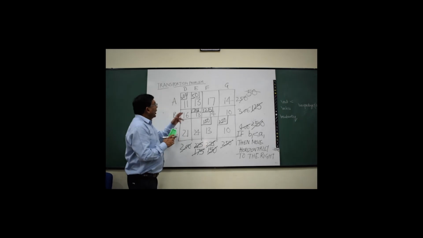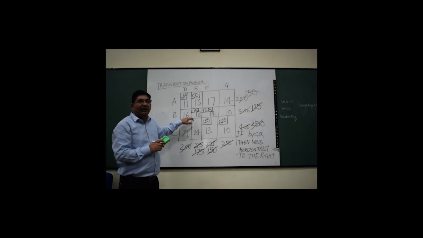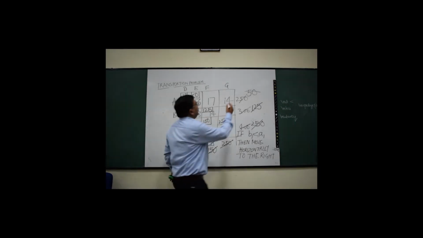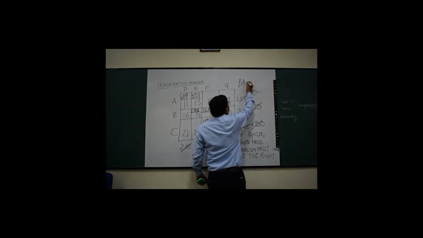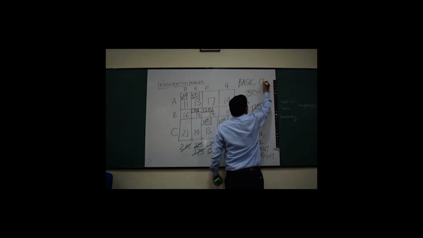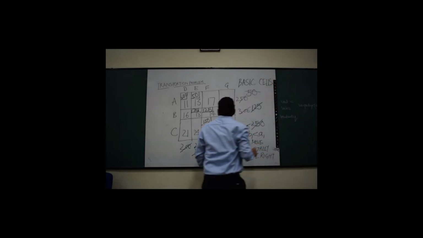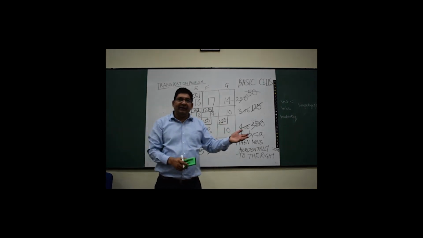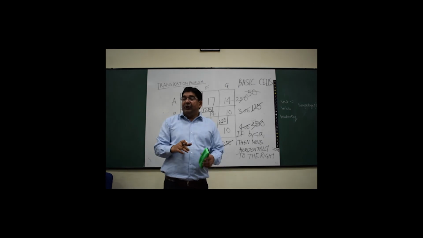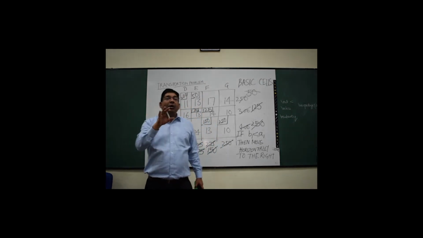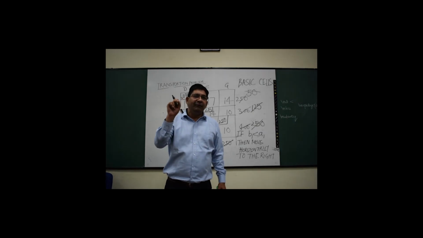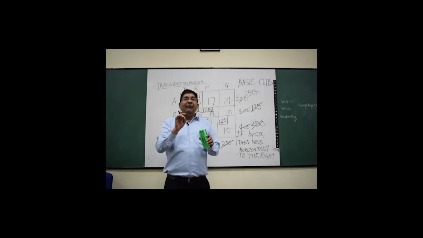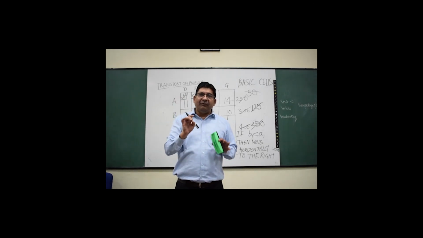Now, where we have allocated units to cells, those cells are known as basic cells, and where there is no allocation, those cells are non-basic cells. For a transportation problem, the number of basic cells should always be m plus n minus 1. Whenever we find the initial basic feasible solution, we have to see whether the number of basic cells is m plus n minus 1 or not.